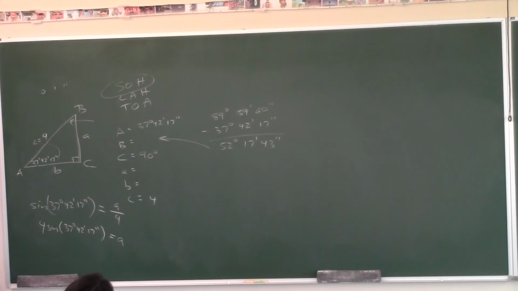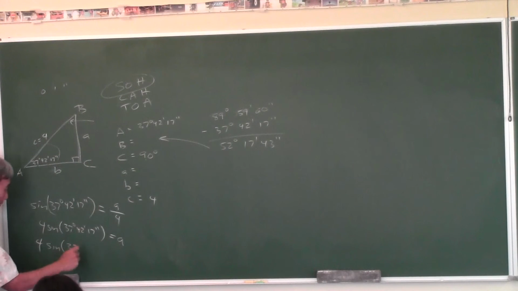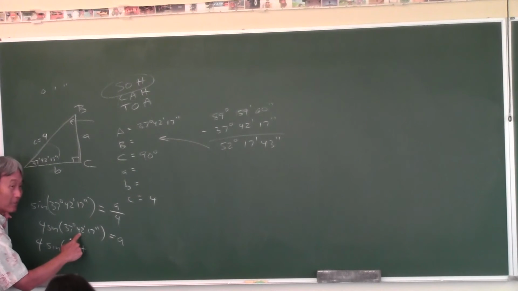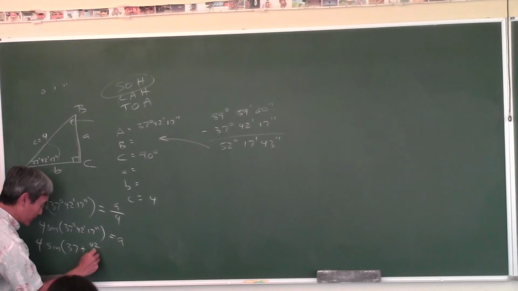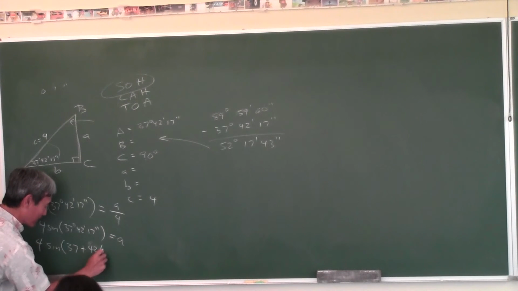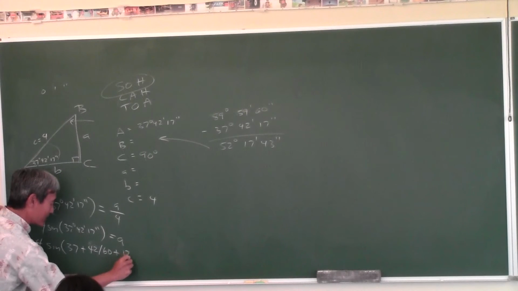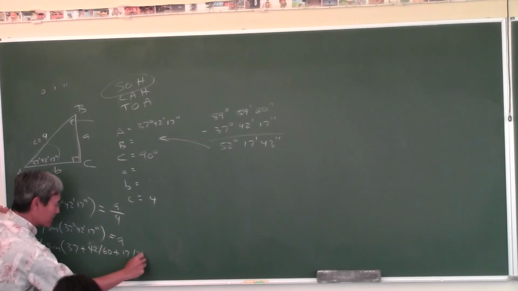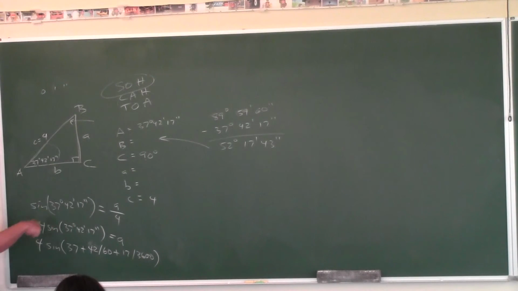So how do you punch this in on the calculator? Well, first of all, make sure your calculator is in degree mode, because that's the degree. So this is what you punch in on your calculator: 4 times the sine of 37 plus 42 over 60 plus 17 over 3600. Boom! And then it's going to spit out the answer, and then you write it down.